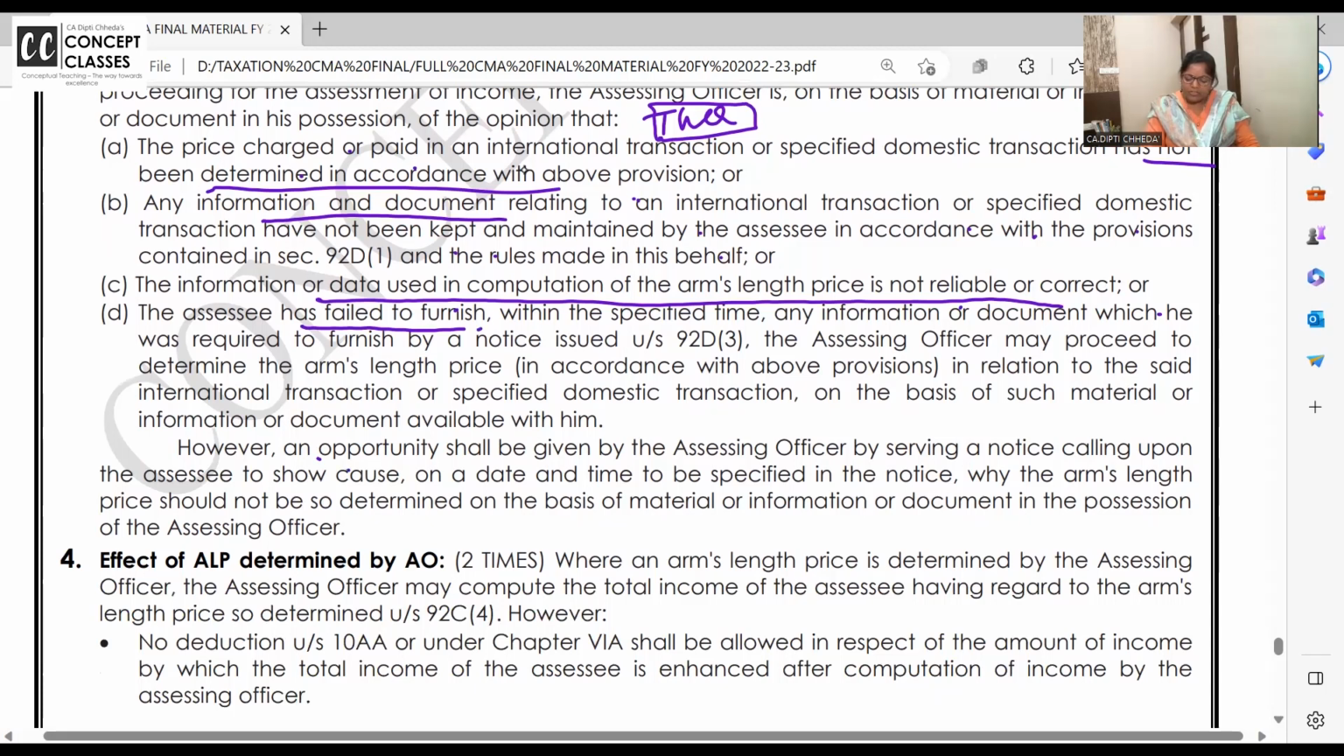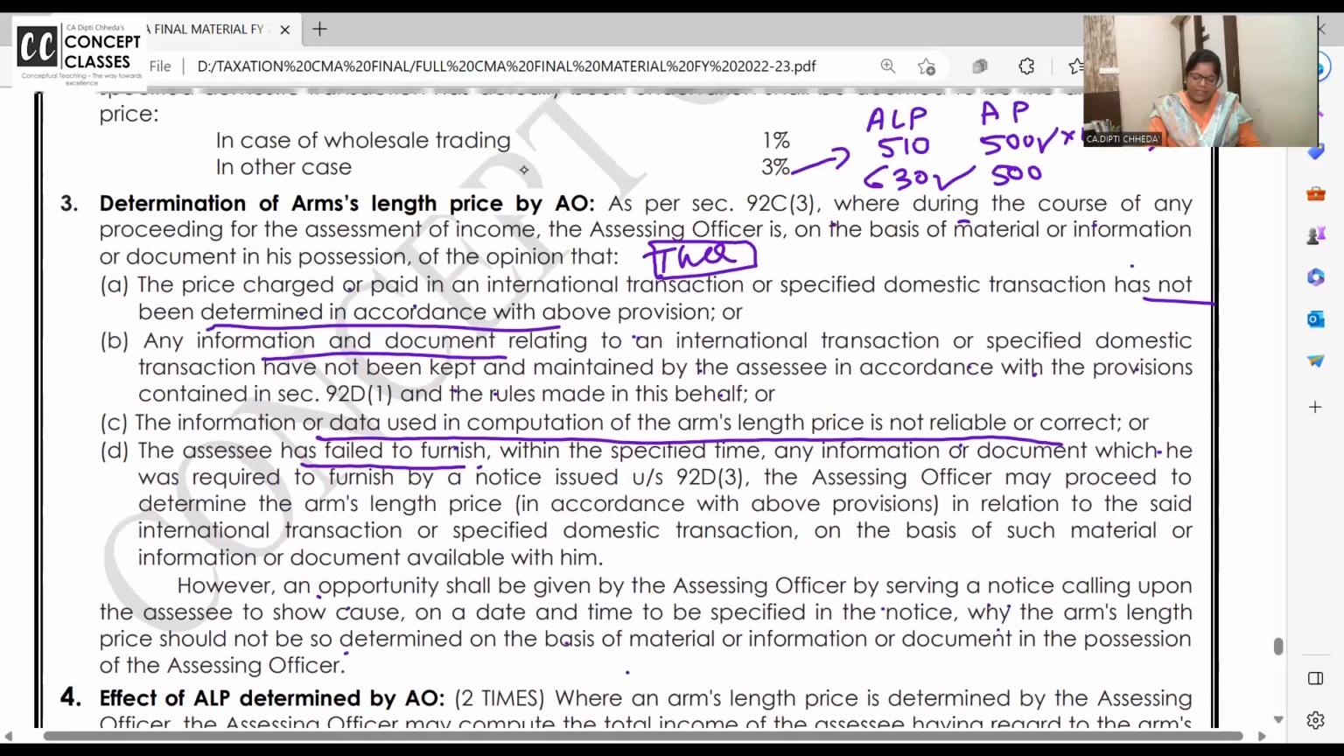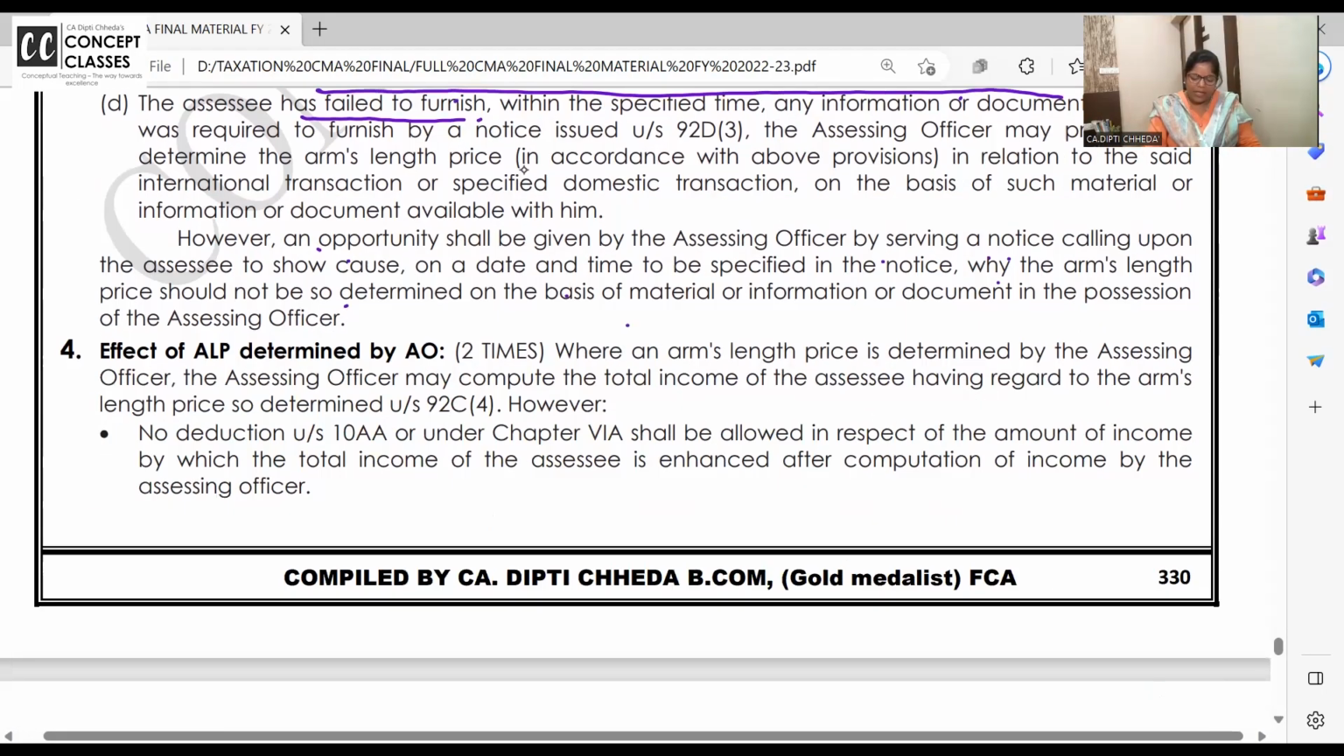However, an opportunity shall be given by AO by serving a notice calling upon SSE on date and time why the ALP should not be so determined. ठीक है? So you can say कि नहीं, we are not agree. And then if AO doesn't agree, can he refer to TPO? Yes. Where an arm's length price is determined by AO, AO may compute the total income of SSE having regard to arm's length. But उसके ना कुछ effect और consequence हैं.